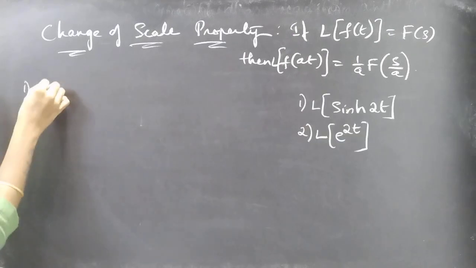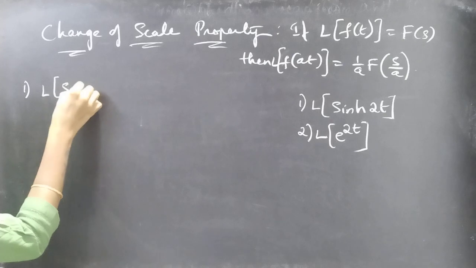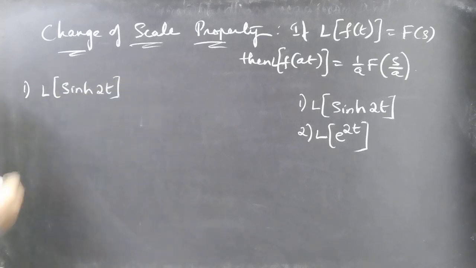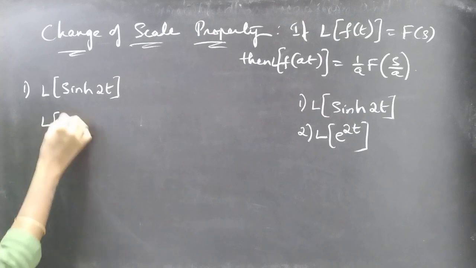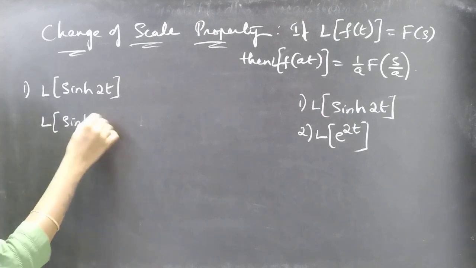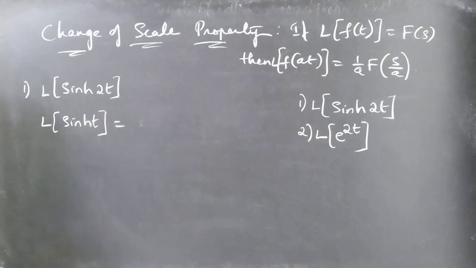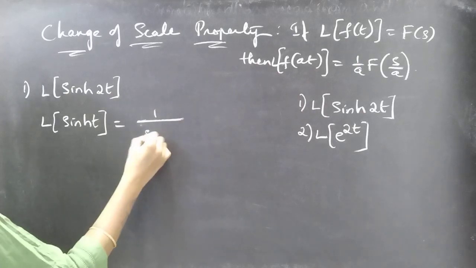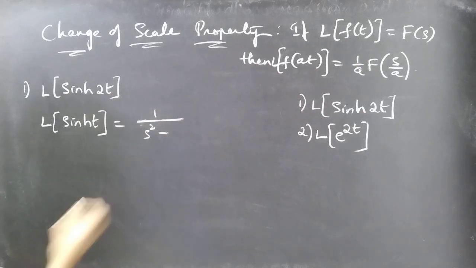First one, we need to find the Laplace transform of sinh 2t. Firstly, we'll find the Laplace transform of sinh t, which is equal to 1 by s square minus 1 square.